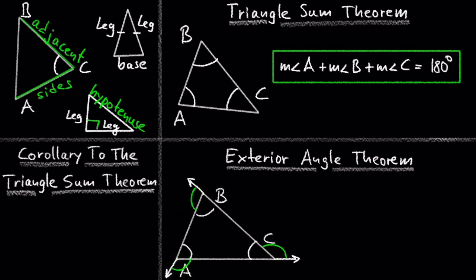We can say this is the exterior angle 1, this is the exterior angle 2, and this is the exterior angle 3. The exterior angle theorem says that the measure of an exterior angle of a triangle is equal to the sum of the measures of the two non-adjacent interior angles. So we can write measure of angle 1 equals measure of angle A plus measure of angle B.